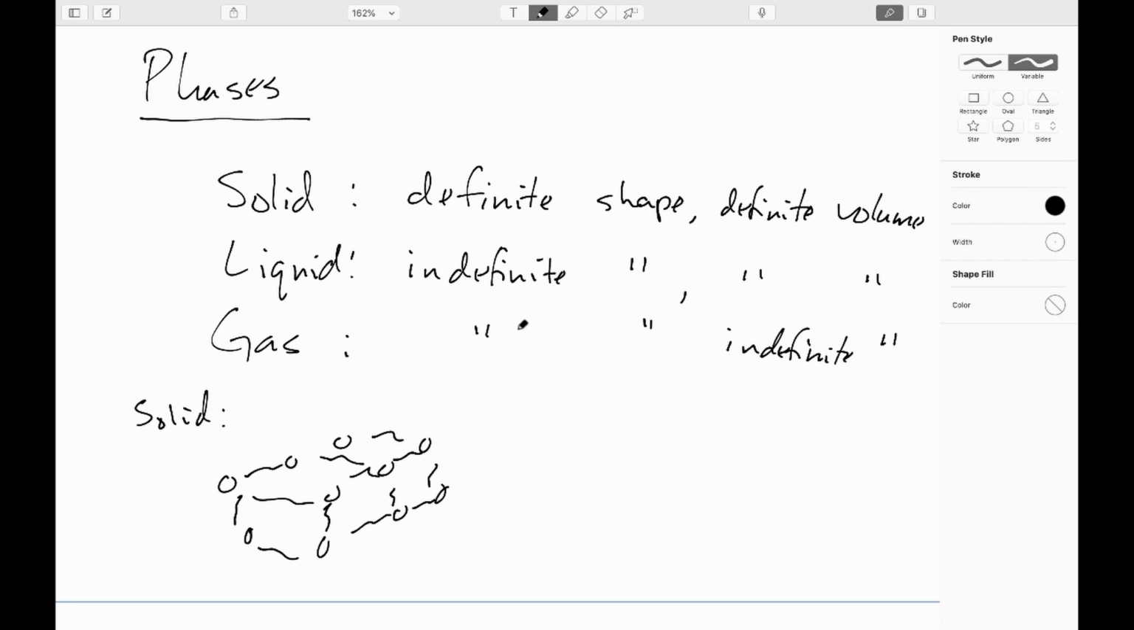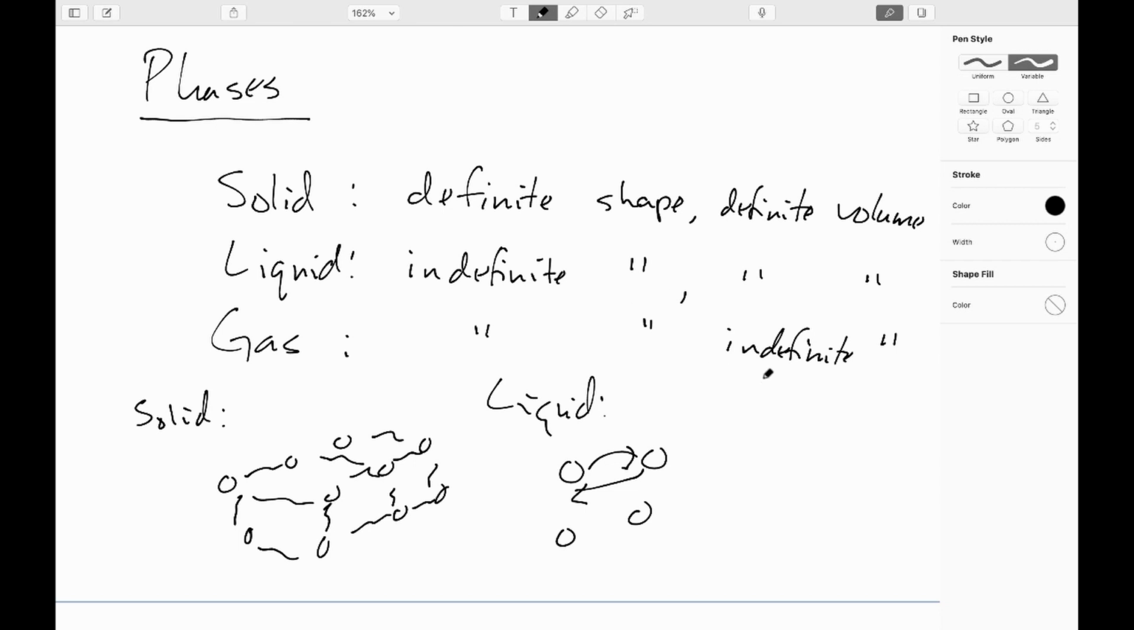In a liquid, there will still be some attraction between them. And so what you'll see is the spacing really isn't usually too terribly different than you would have in a solid. But now the atoms are free to move around, and you'll see them swap places with each other. So that's the big difference between a liquid and a solid.